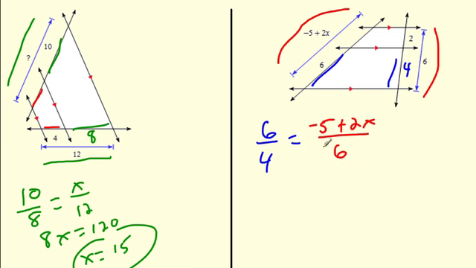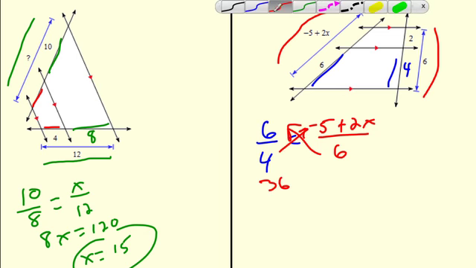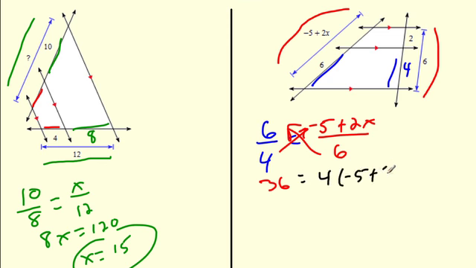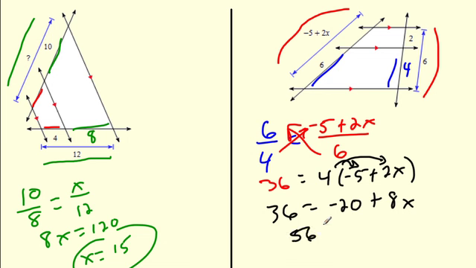So same style problem. Again, when you cross multiply, just be careful with this because we want to make sure we get that distribution in. So we've got 4 times negative 5 plus 2x. And distribute that bad boy. We're looking at negative 20 when I distribute this. And 4 times 2x, 8x. Add 20 both sides. 56 equals 8x, divided by 8. 7. Killed it. Nailed it.